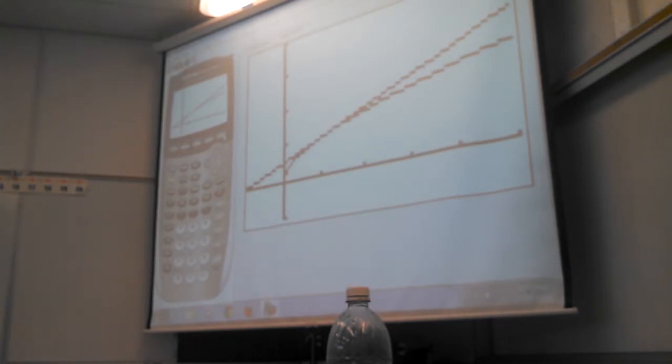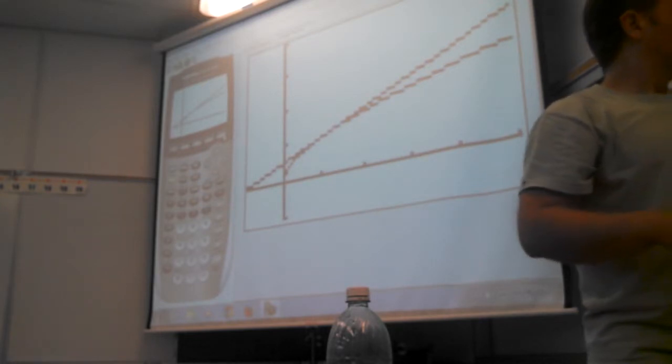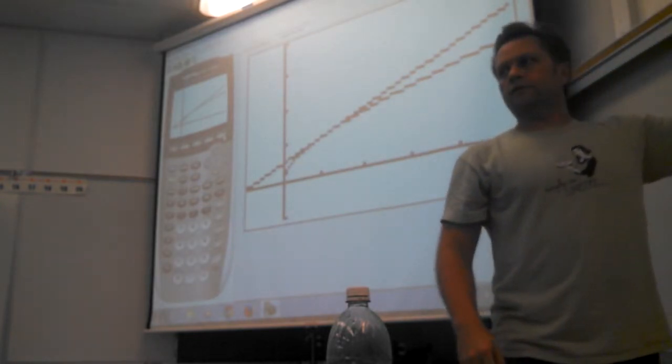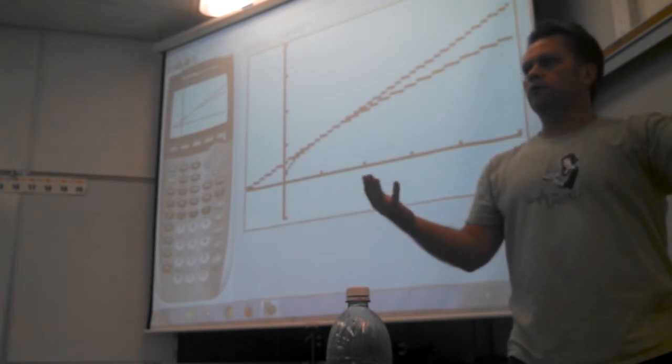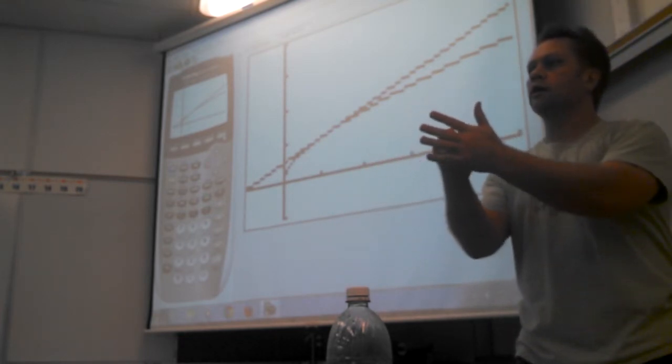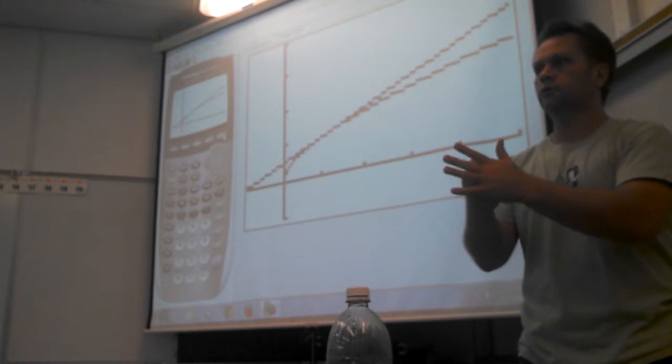Yes? Is this just average rate of change? Yeah, this is just y2 minus y1 over x2 minus x1, which we used as a secant line a million years ago. All right, or maybe a few months.